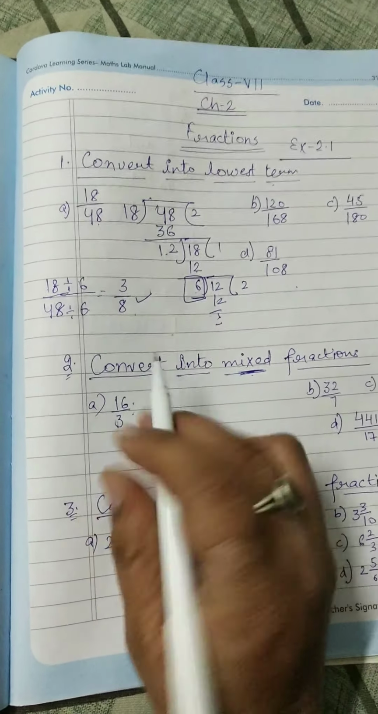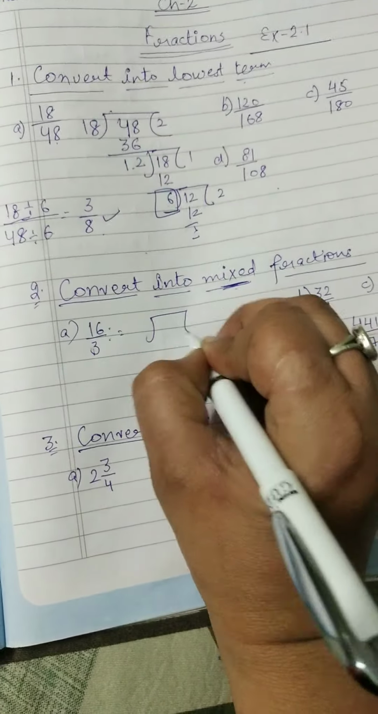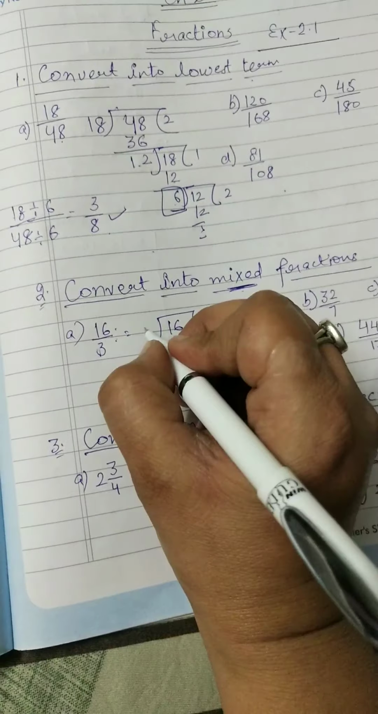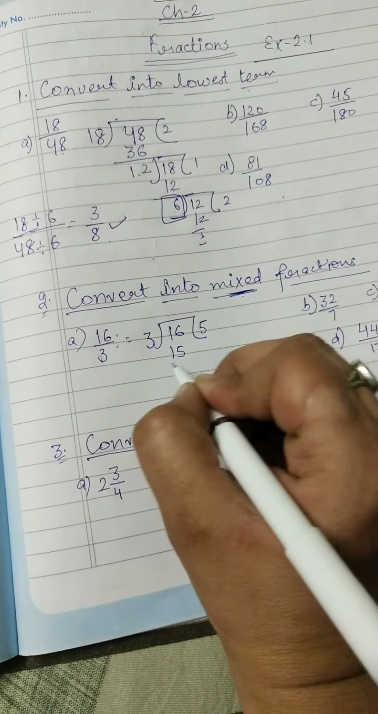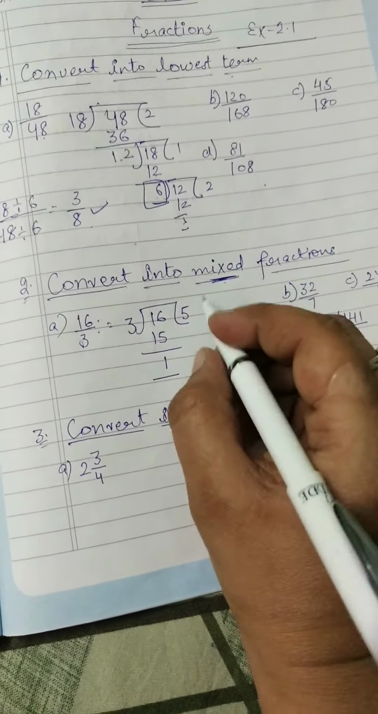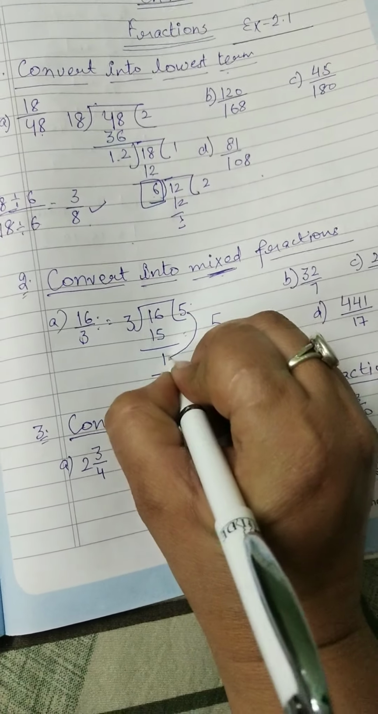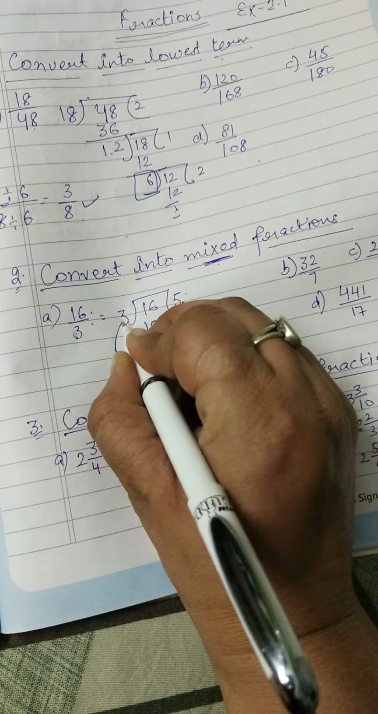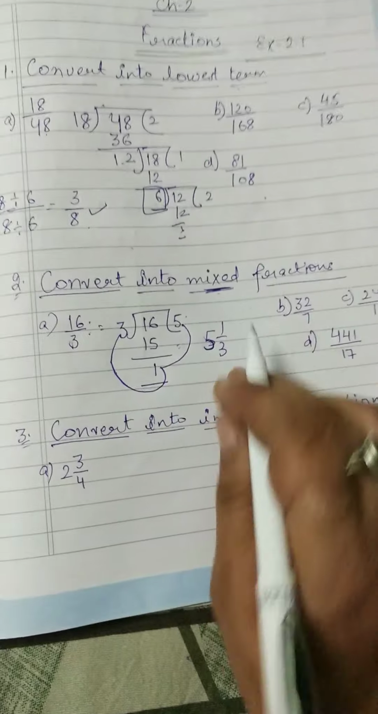Improper fraction convert into mixed fraction. How? See, 16 upon 3. 3 5s are 15. 6 minus 5, 1. Now how will you write? 5 is the answer like this. You can write this: 5 into 1 upon 3. Right? Now the rest of the questions you will do yourself.